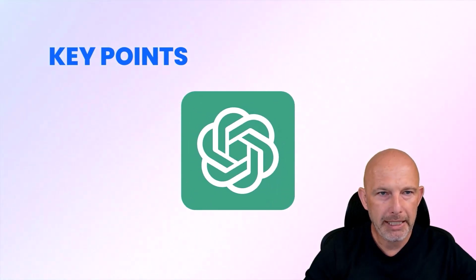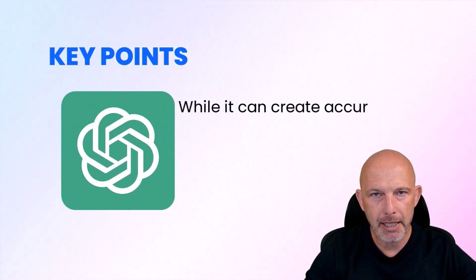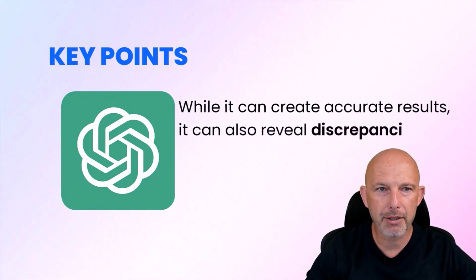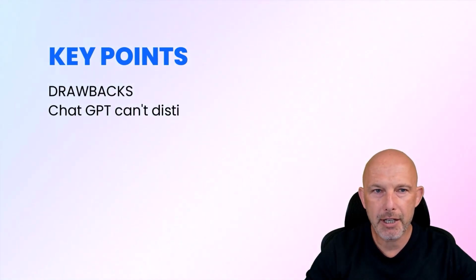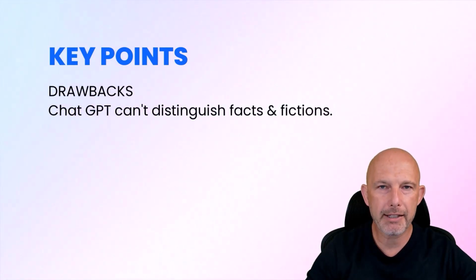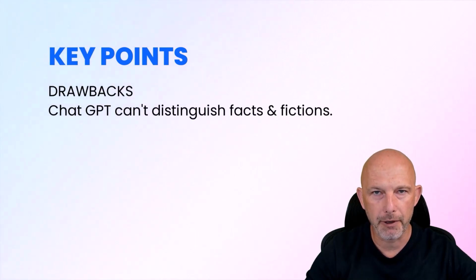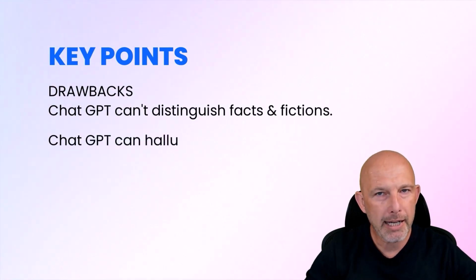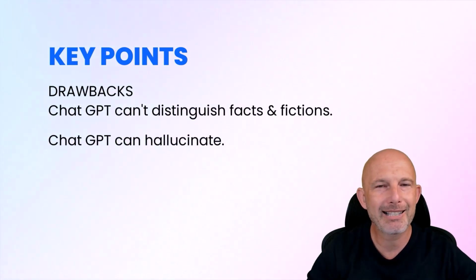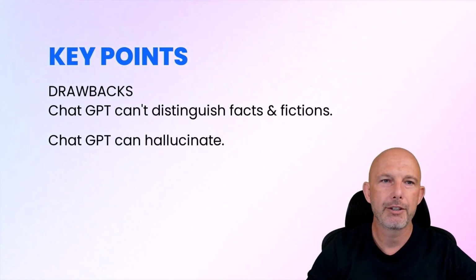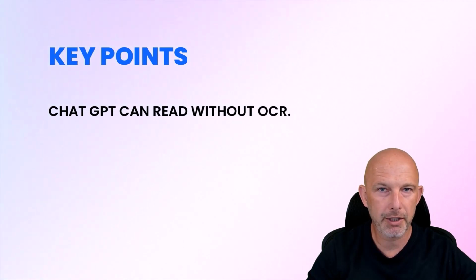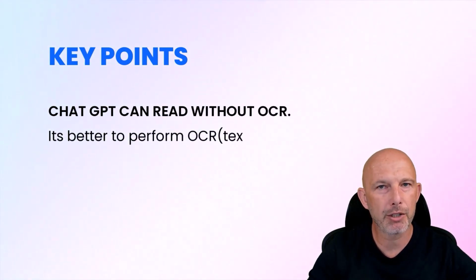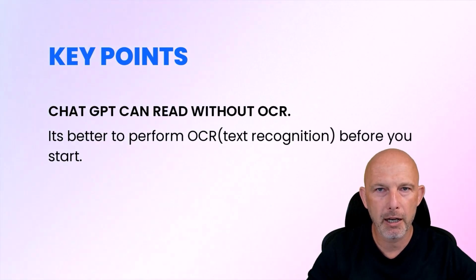While ChatGPT can generate seemingly accurate results, on closer inspection it may reveal discrepancies from the desired outcome. ChatGPT can't distinguish fact from fiction, tends to make things up, and can't tell you where it got them from. This is the most important weakness which I'm trying to manage here. It also has a tendency to hallucinate, that is, it just makes stuff up. And by the way, although ChatGPT can read PDF documents even without OCR text recognition, you will get better results if you perform OCR before you start.